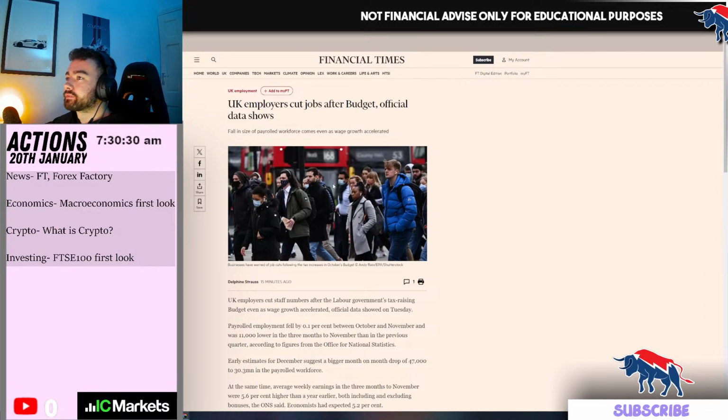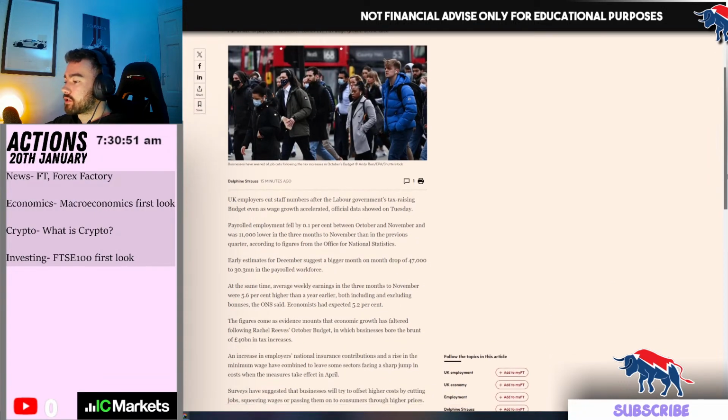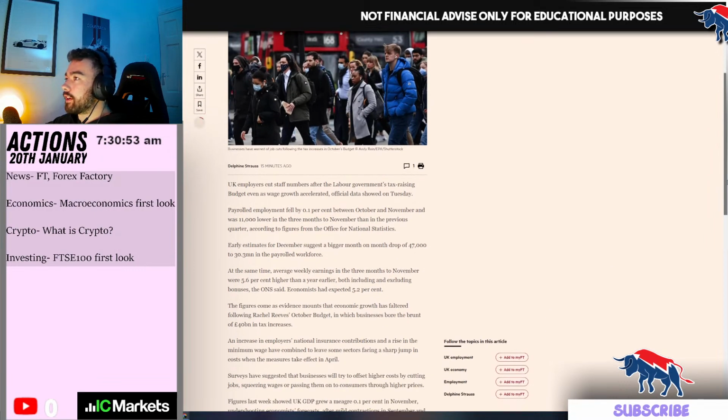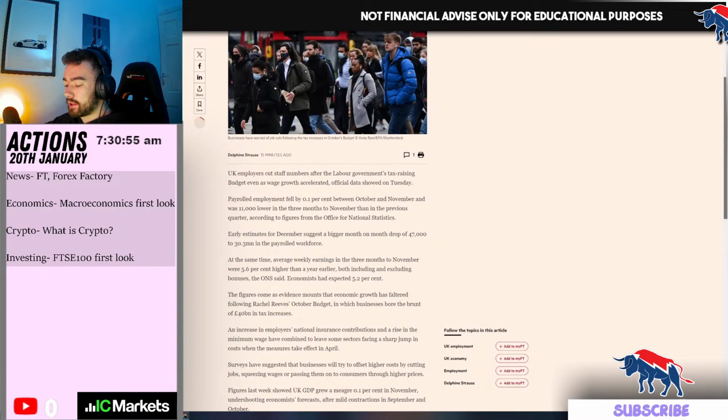Okay, so first article that I want to go through. Let's take a look. UK employers cut jobs after budget, official data shows. So what does this mean, right? It means that companies are cutting jobs. Now, I think we discussed yesterday on stream about the financial repercussions of the government putting on national insurance increases. So let's just read this.